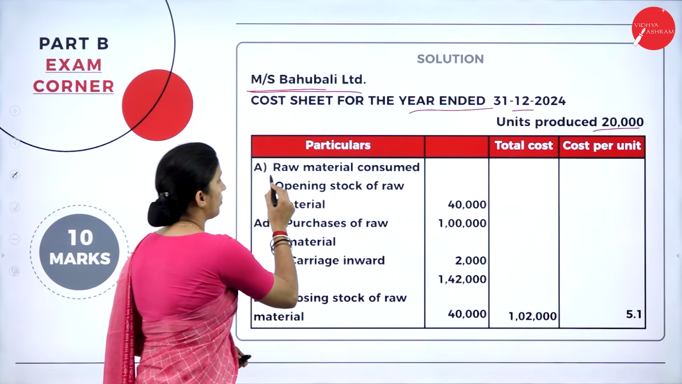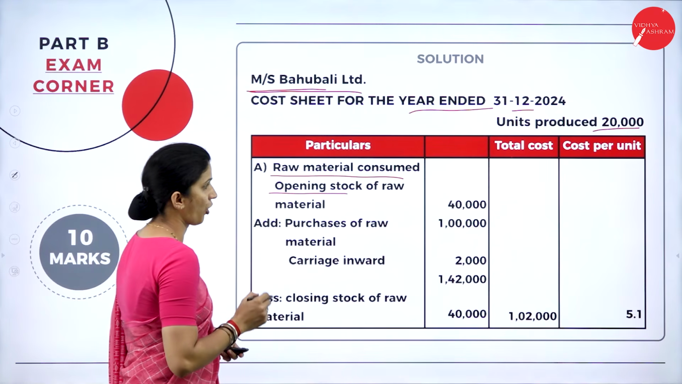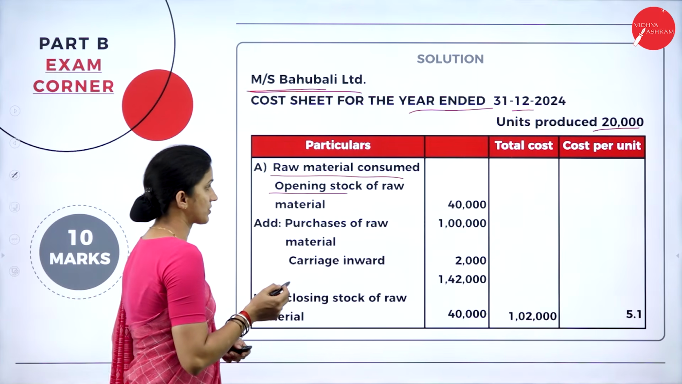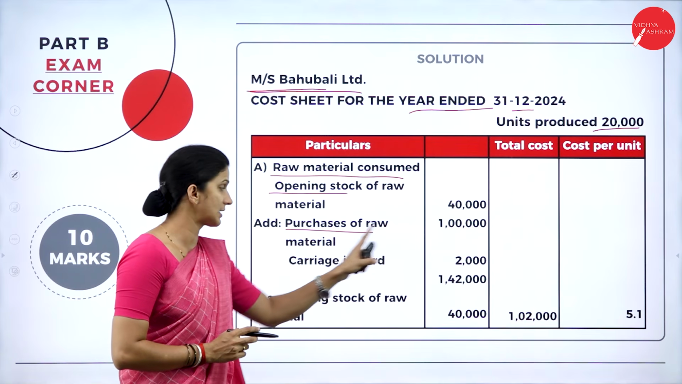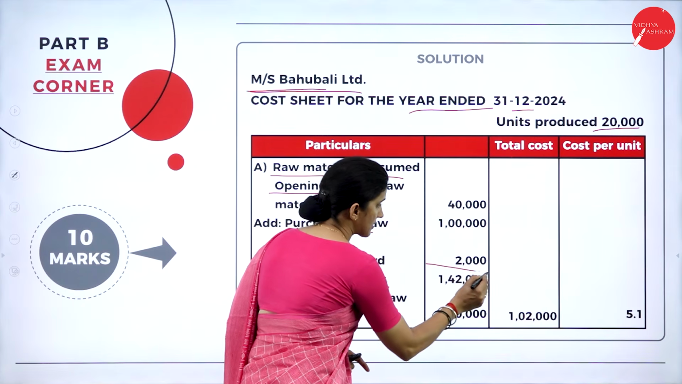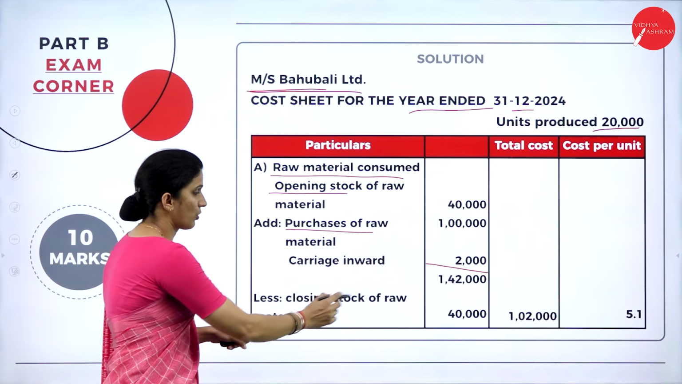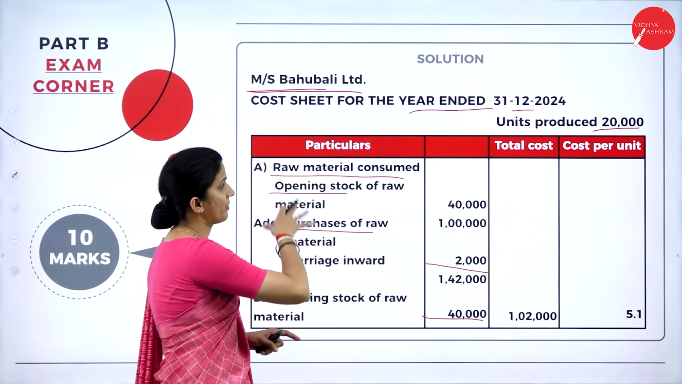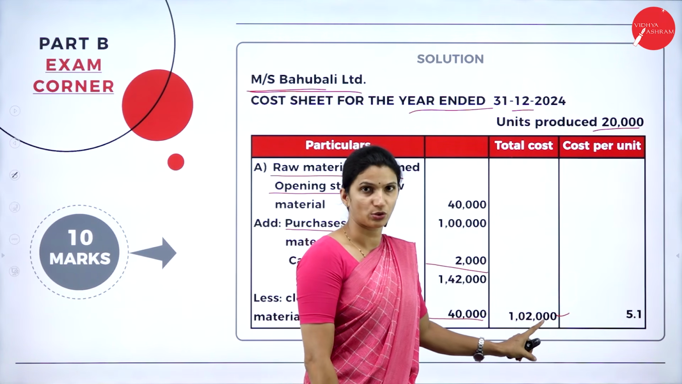First we'll take the raw material consumed. Here we'll take opening stock of raw material, which is given in your question: 40,000. To that, you need to add purchase of material, given in your question as 1 lakh. And there is carriage inward also, that is 2,000. You add these 3, and the amount you get is 1,42,000. Next, less closing stock of raw material, 40,000. So the exact cost of raw material consumed is 1,02,000. That we'll write under the total cost column.